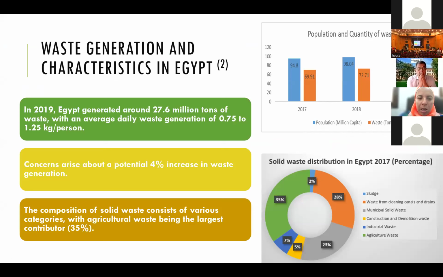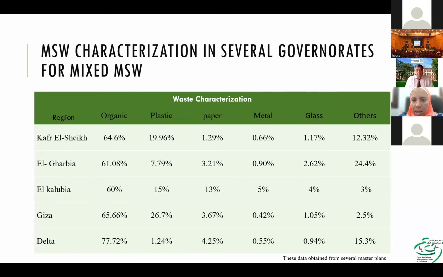In Egypt, we generate around 27 million tons of waste. Average daily waste generation is 0.75 to 1.25 kilograms per capita. And this is the distribution of the waste generation among different types, with agricultural waste at 35%, being the largest contributor to the amount of waste here in Egypt.